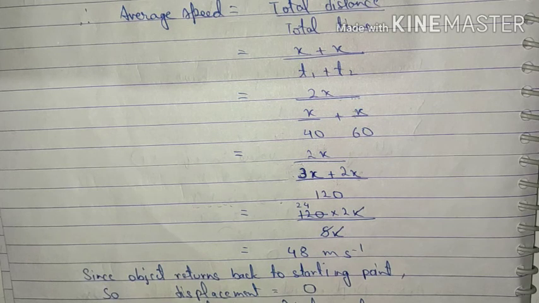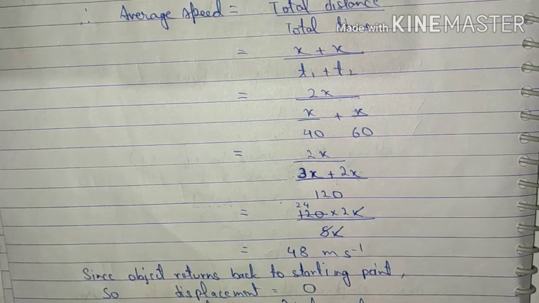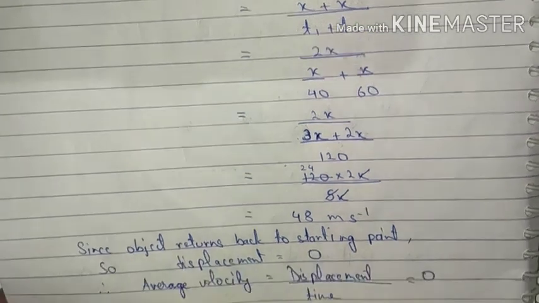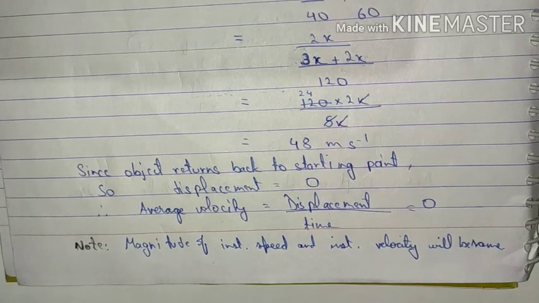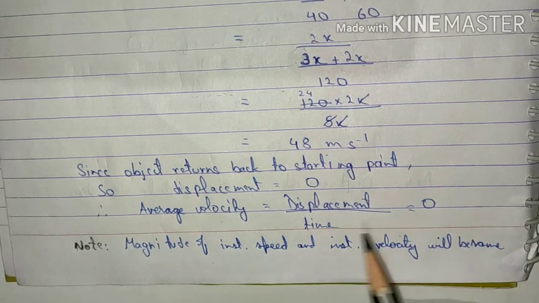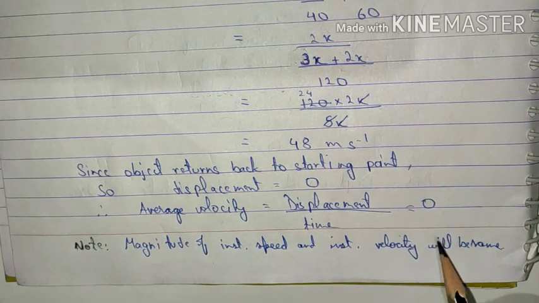See students, we saw that the object was starting its motion from point A, moving to point B, and it is coming back to point A. That means we can say that the net displacement of the particle will be 0, because its initial and final position both are the same. So since the value of displacement is 0, we all know that the average velocity is given as displacement upon time. So the value of average velocity will also come out to be 0 over here.